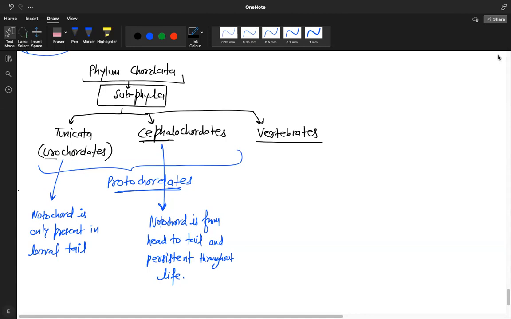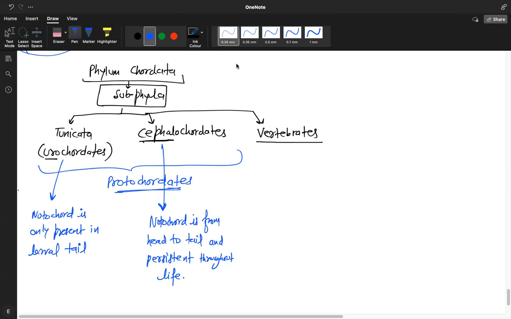Because cephalochordates only have a notochord. Yes, Iram, you're saying something. Yes. So I have a little confusion. I'm not getting this one. Come again, tell me. You have a confusion. Okay.